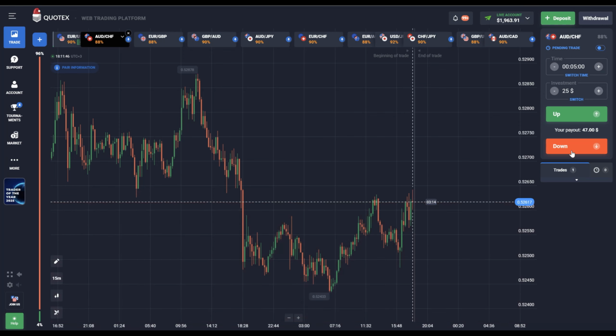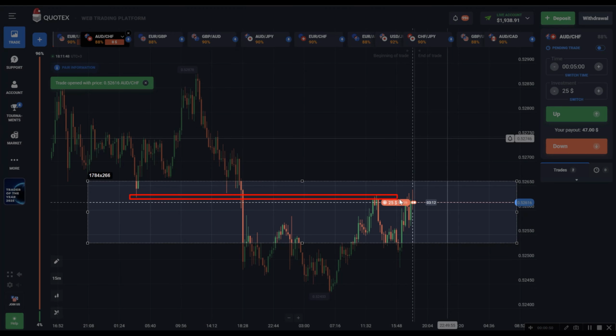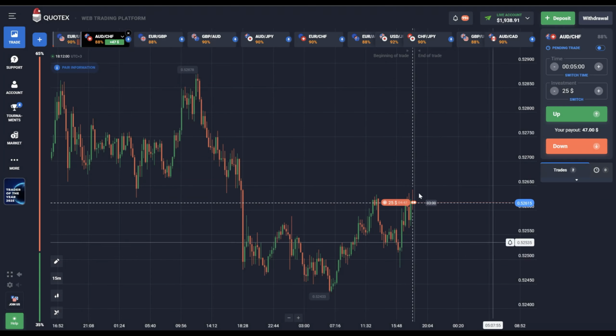Australian dollar, Swiss franc, a trade for a downward movement. We have a resistance zone. The price is at that level. It's visible. There are reversals at this zone, and since the price has now approached this zone from below, I'm making a reversal trade, meaning a trade for a downward movement.